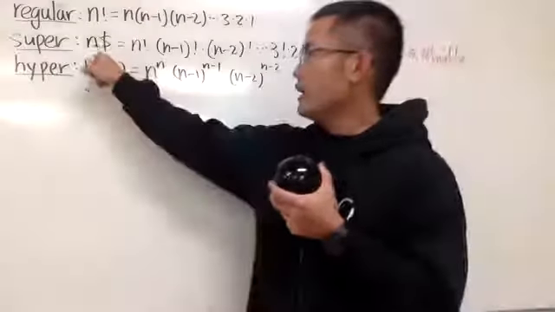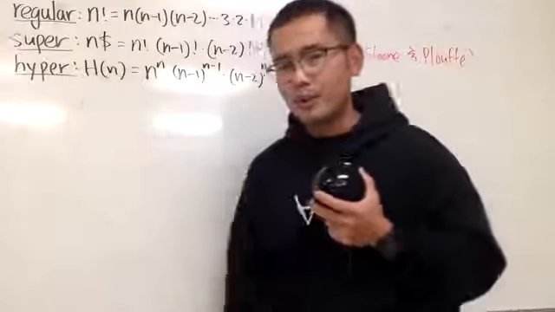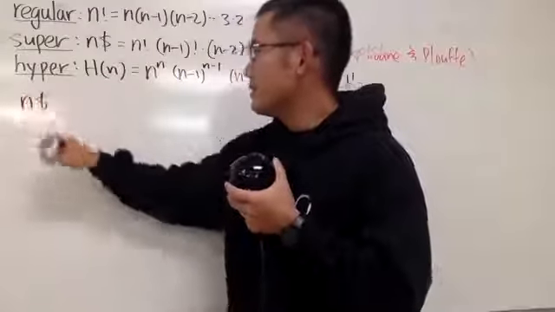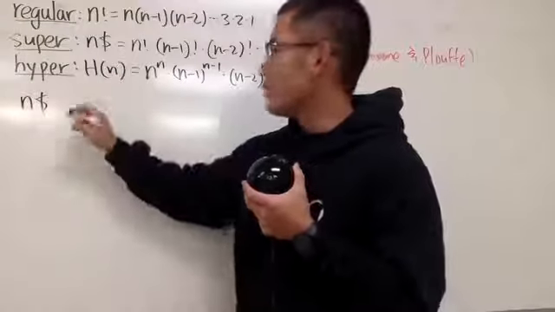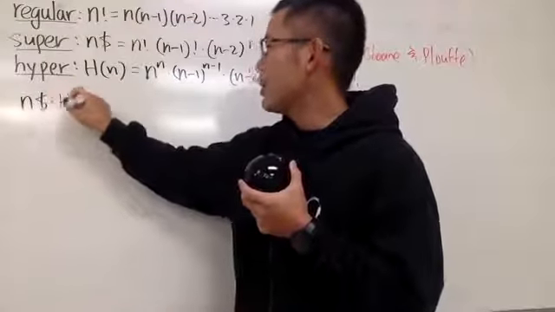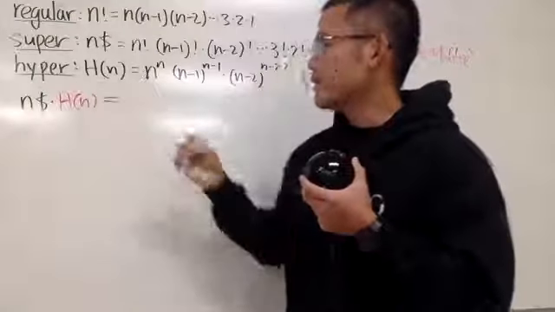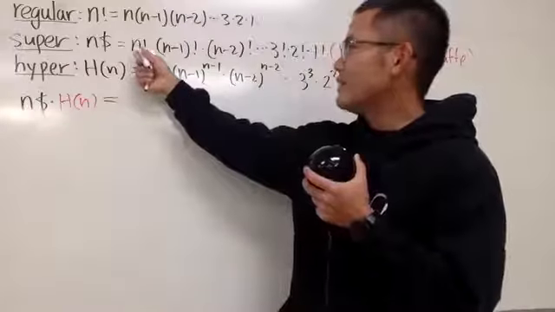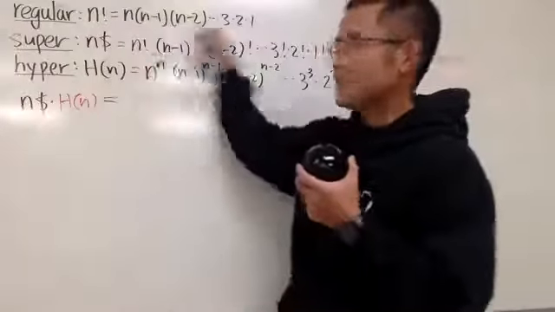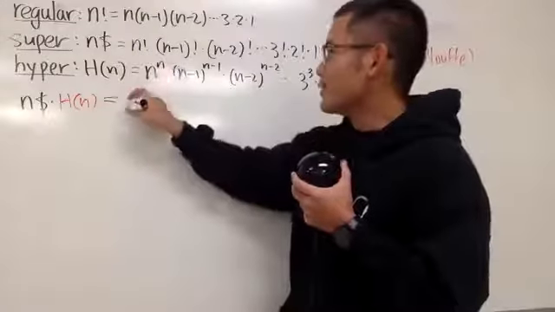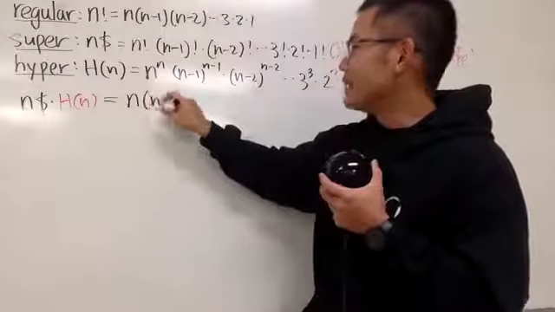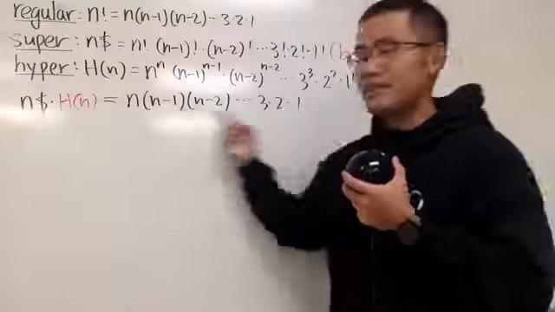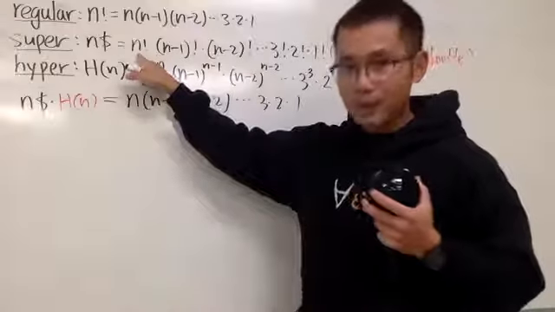Now, here we go. I wanted to show you what if we multiply the superfactorial and the hyperfactorial in this video. So let me start with n with the dollar sign for the superfactorial, and then I will multiply by H of n, which is the hyperfactorial. For the superfactorial, notice how we have the n factorial right here. So I will use this definition first. We just have n times n minus 1 times n minus 2 times dot dot dot times 3 times 2 times 1. So this is for the first n factorial.